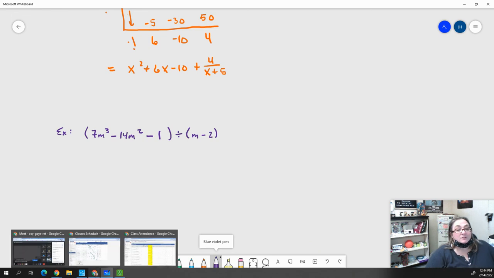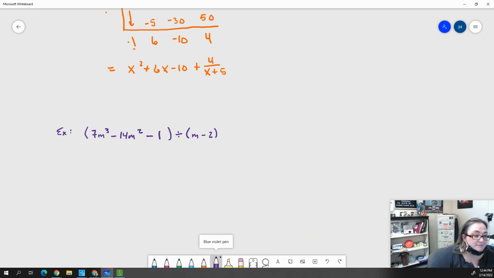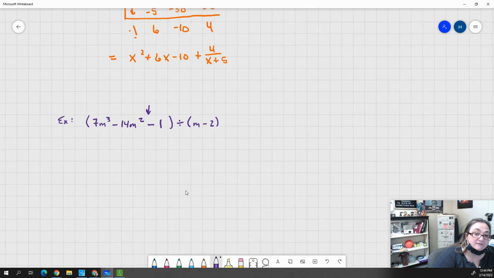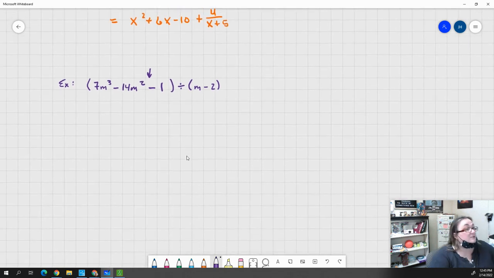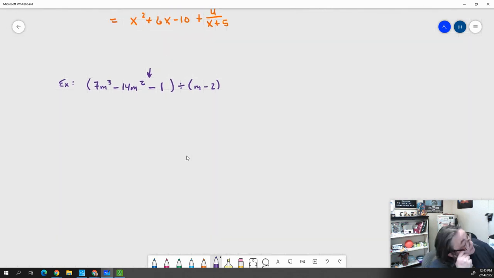So, do you guys see the piece that's missing on this one? If I look and I'm going down on these m's, I have an m cubed and an m squared, but I don't have an m term in between here. So when we go to put this in synthetic division, we would have to do this as well if we were doing regular long division. I just didn't show you any of these examples with long division.